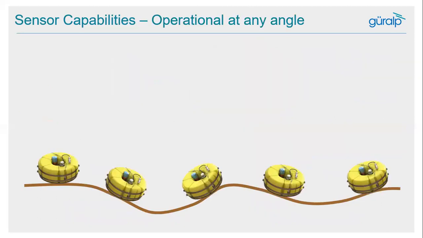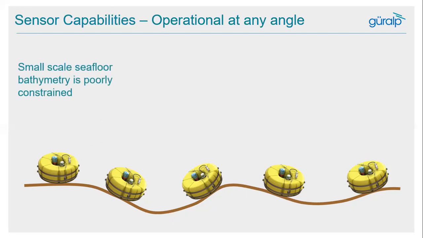So I mentioned that the Aquarius is operational at any angle. And if you look at the bottom of this slide, you'll see a very crude drawing of the Aquarius landing on some very bumpy terrain. It's landed on a number of different angles, and the Aquarius will function on each of these slopes.